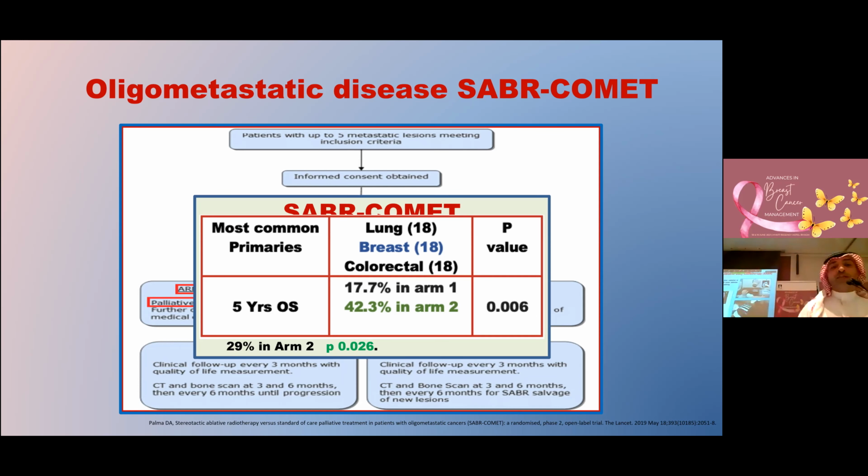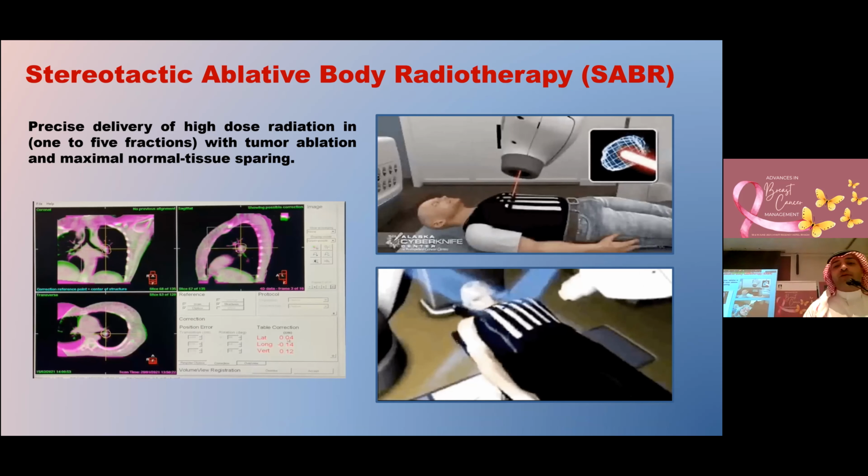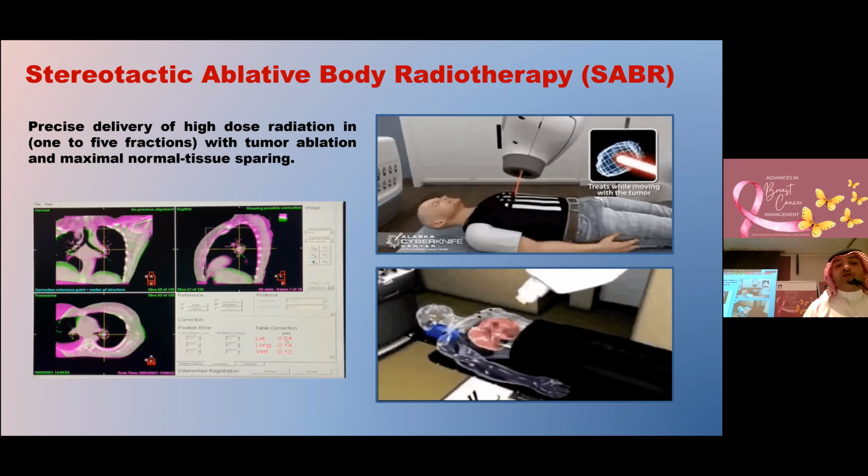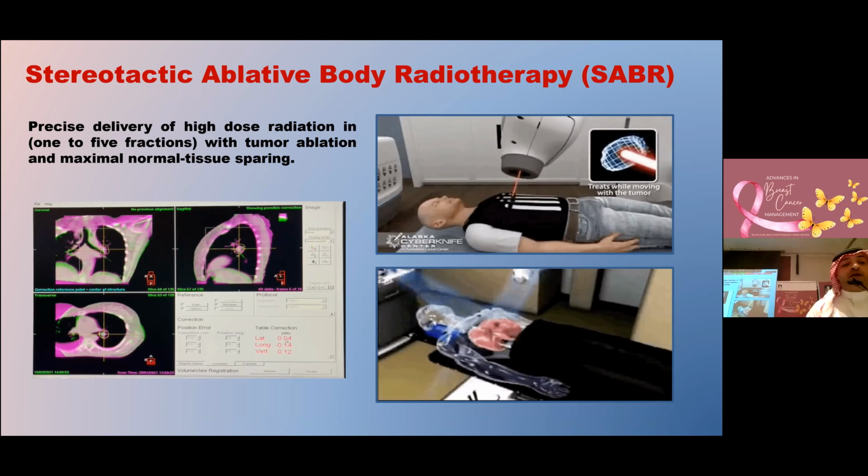So what is the SABR technique? It stands for stereotactic ablative body radiotherapy: precise delivery of a high dose of radiation in 1 to 5 fractions, not exceeding 5 fractions, with tumor ablation and maximum sparing of normal tissue.